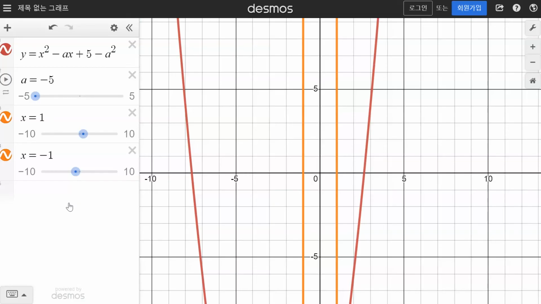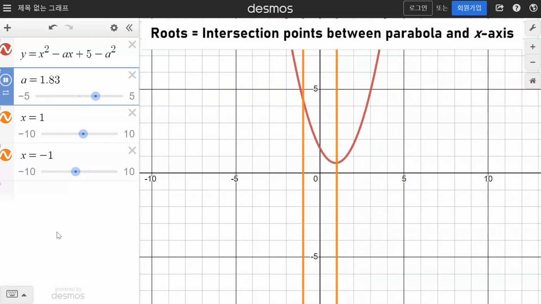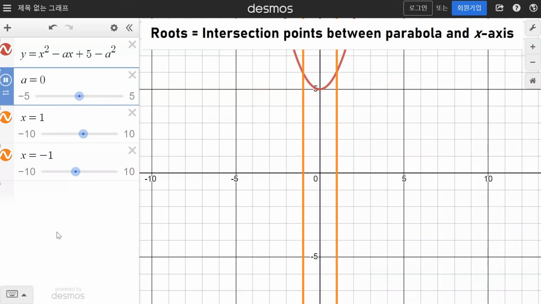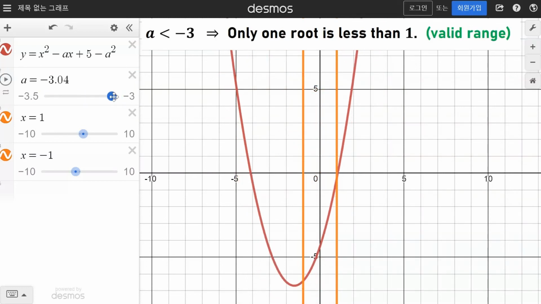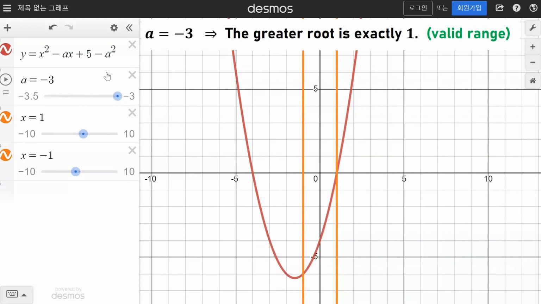So we have already found the answer, but here, let's plot our function using the Desmos graphing calculator and change the values of a to check the roots visually. As we change the values of a, you can see that the roots, the intersection points with the x-axis, indeed change. Now let us take a closer look. First, when a is less than minus 3, you can see that only one root is less than 1. Then, when a becomes exactly minus 3, the greater root becomes 1.